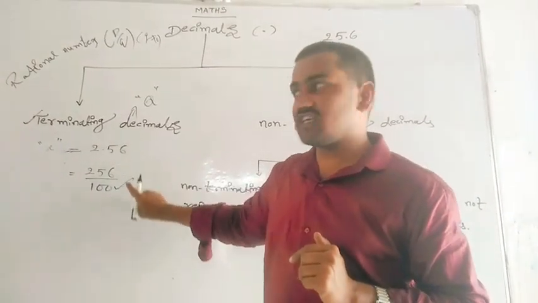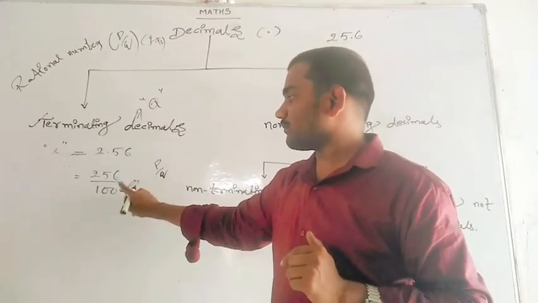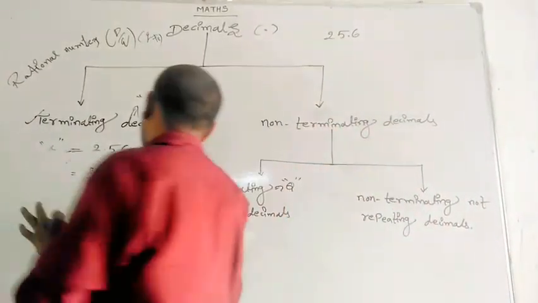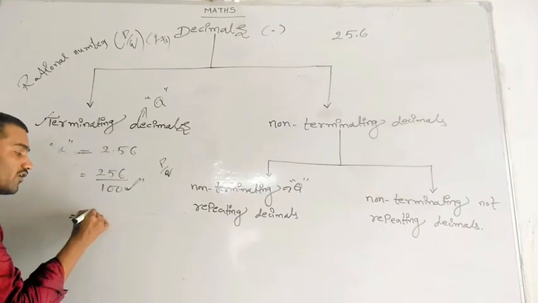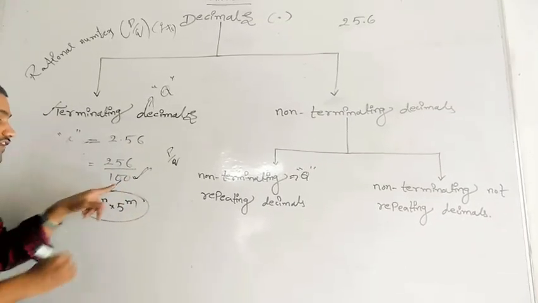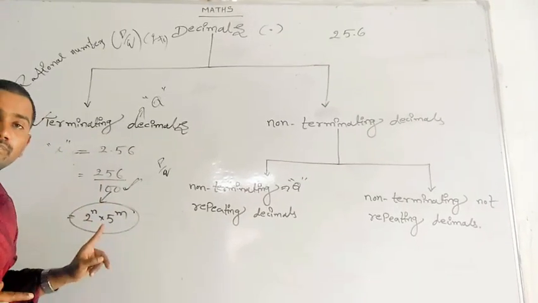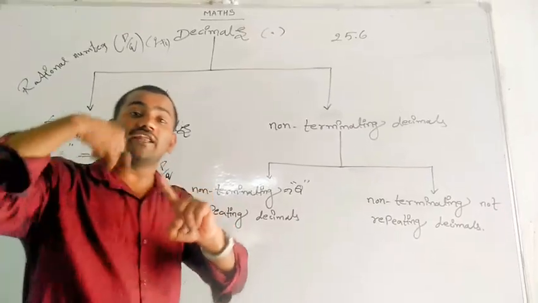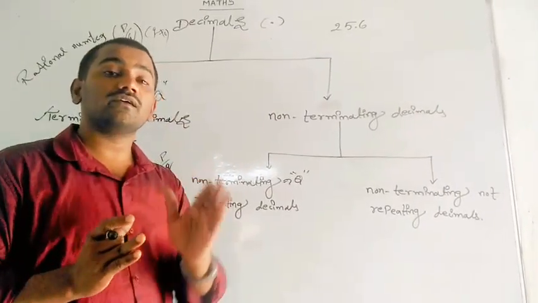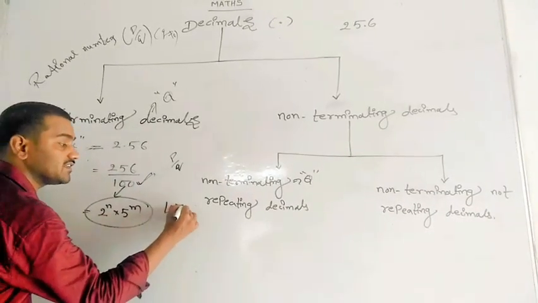The prime factorization of the denominator q of this decimal number, written as p by q: if it is in the form of 2 to the power of n into 5 to the power of m, then it is known as a terminating decimal number, and this is also considered a rational number. Let me go for the prime factorization of 100 once.